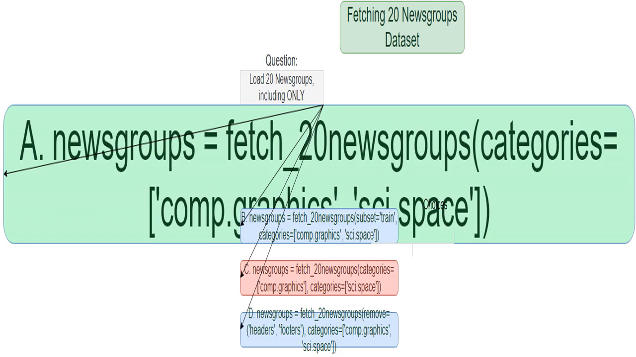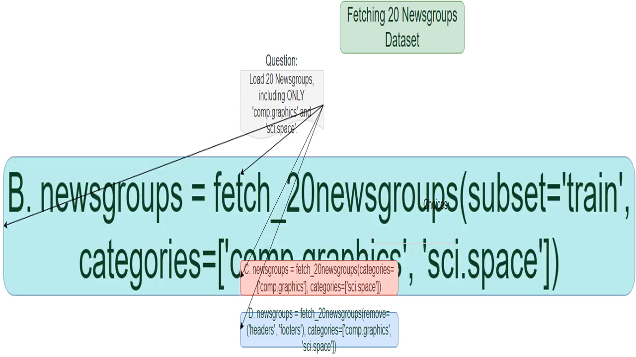I'm using the fetch_20newsgroups function and passing a list of the desired categories, comp, graphics and space. This is the correct way to select specific categories. It is a function that fetches the 20 newsgroups dataset. Here, I'm doing the same as in option A, but also specifying subset equals train. This loads only the training subset of the data. While it works, selecting only the categories is sufficient to answer the question.